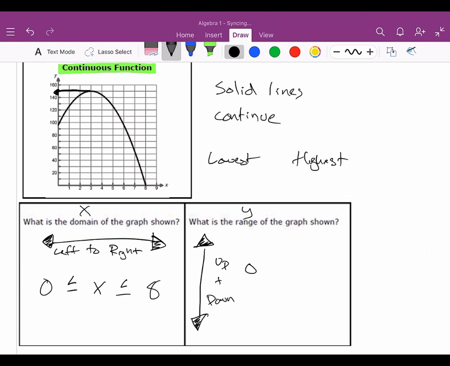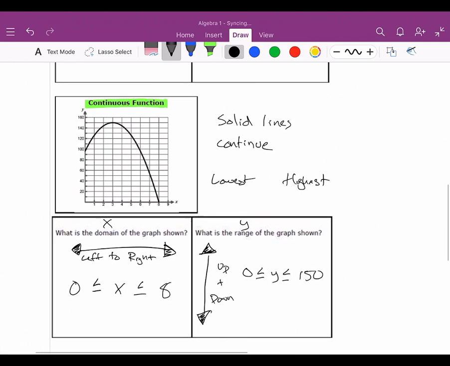This looks about 150, okay? Looks like it's at 150. And again, this time it's range, so we put y. Y is between 0 and 150. Again, these points are included. You would see an open circle like this if it wasn't, but it's not. So since it's included, you must complete these signs. Draw the line underneath, underline them, all right?